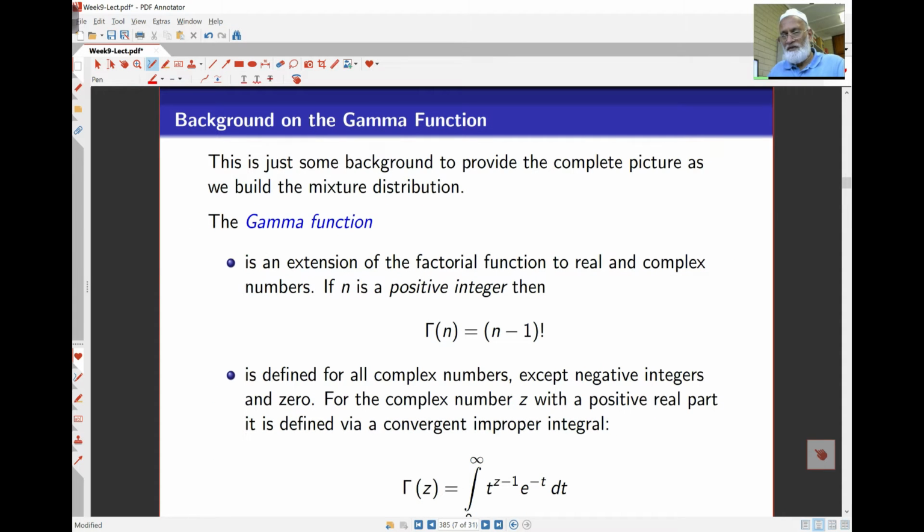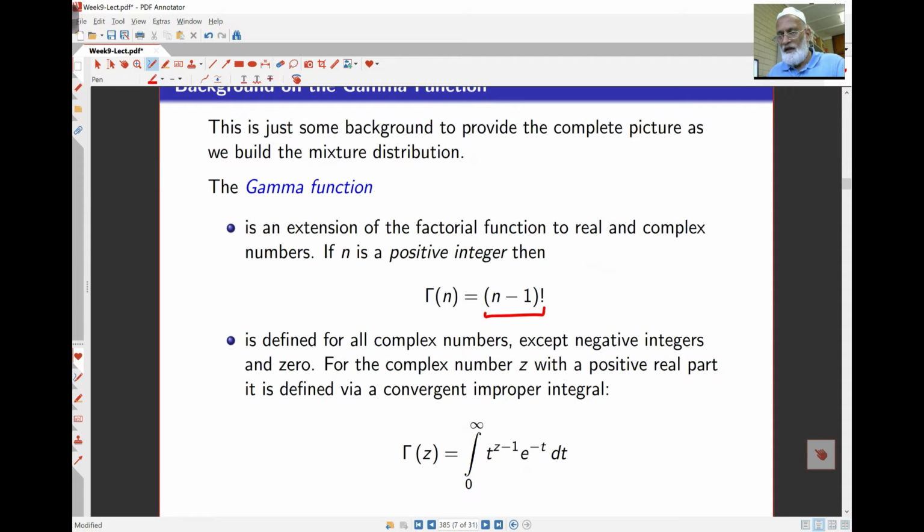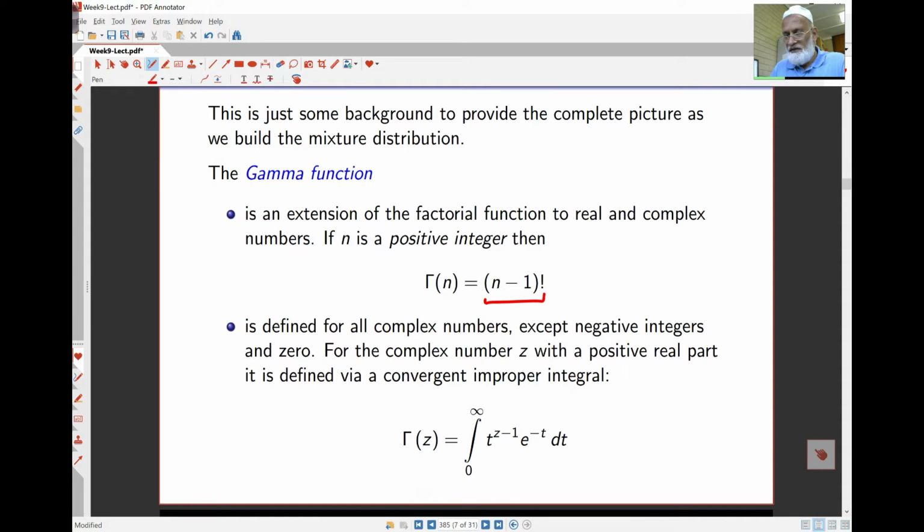Now, this gamma function is sometimes called the generalized factorial function, because for positive integer values, gamma of n is n minus 1 factorial. Otherwise, it's defined as gamma of z equals the integral from 0 to infinity of t to the z minus 1, e to the negative t, dt. It is defined for all complex numbers, so those who have the higher mathematics will understand what that means. In fact, we're looking at a complex function here.